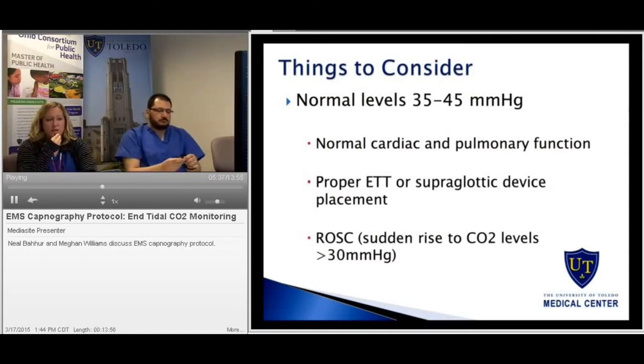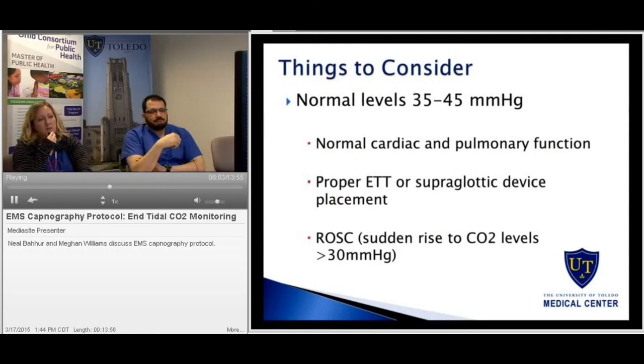You can also check to make sure that your ET tube is in the correct position, or any supraglottic devices, LMAs, King airways, things like that. You want that nice normal level of end-tidal CO2 to make sure that those are in the proper position. It can also be an indicator of ROSC, which is the return of spontaneous circulation. So during the resuscitation period, if you have a sudden rise to normal CO2 levels greater than 30, then you want to think that the patient is now making a comeback.